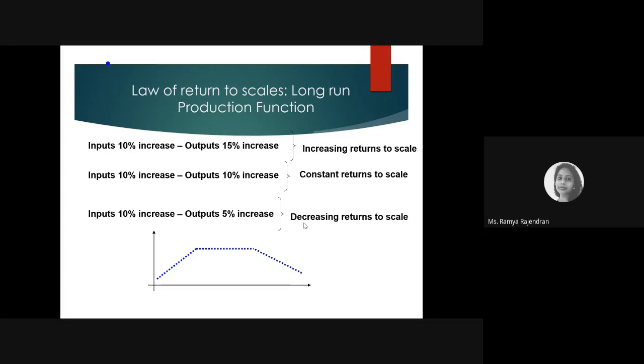Okay, so when you see the graph, here it's increasing. The slope keeps increasing, reaches a constant level where it plateaus, and then it goes down. So it shows us the increasing returns to scale, constant returns to scale, and decreasing returns to scale.